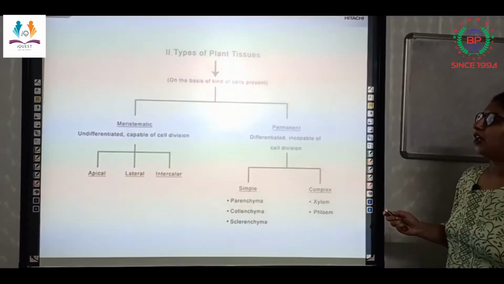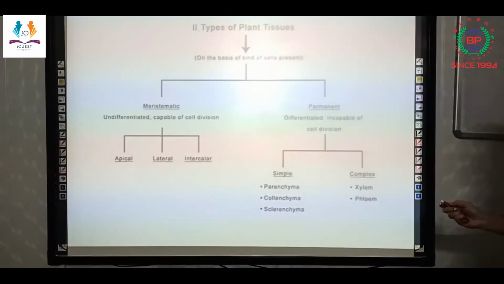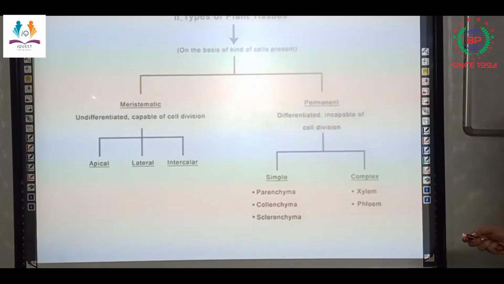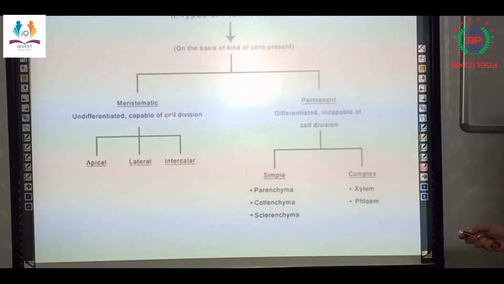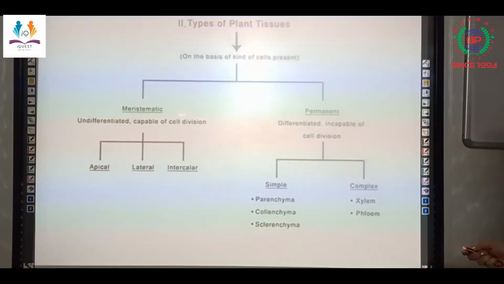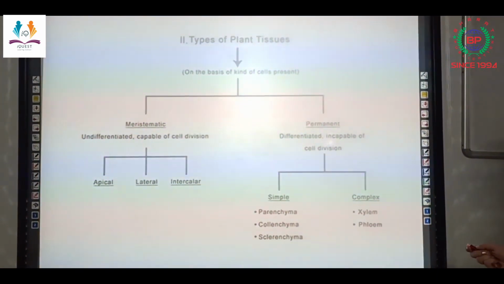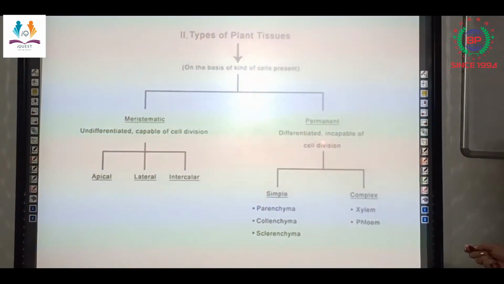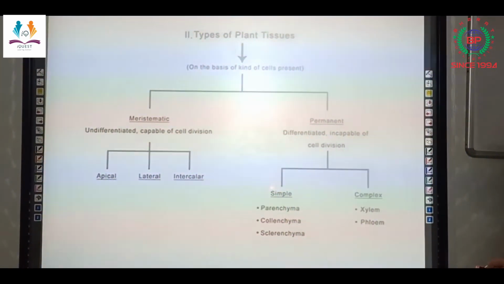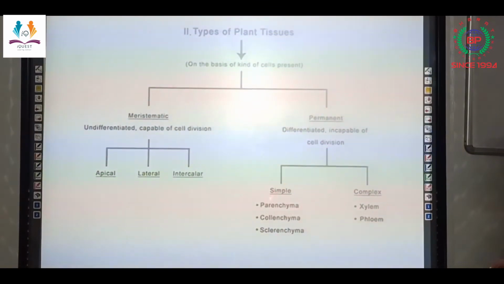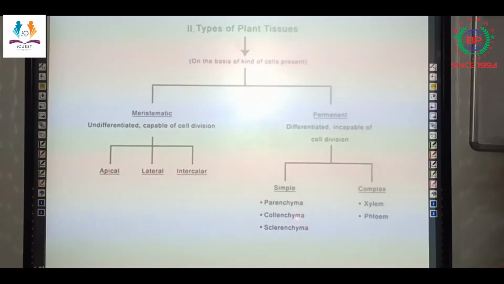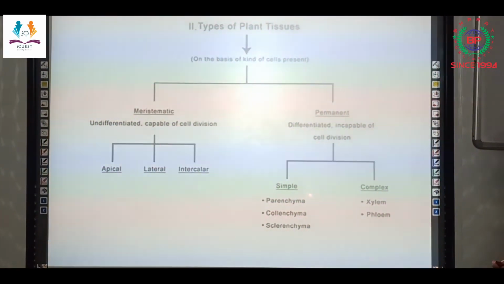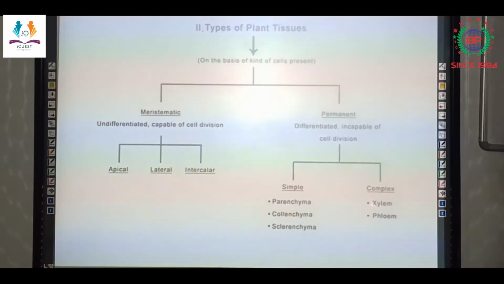Let's start with the plant tissues. We will study the types of plant tissues. Plant tissues are basically of two types. First is the meristematic. Meristematic tissues have the capability of division, but the permanent tissues are incapable of cell division. They don't divide. Today we are going to study the simple permanent tissues, that is the parenchyma, collenchyma and sclerenchyma. The second type of permanent tissues are the complex tissues, that is the xylem and phloem.